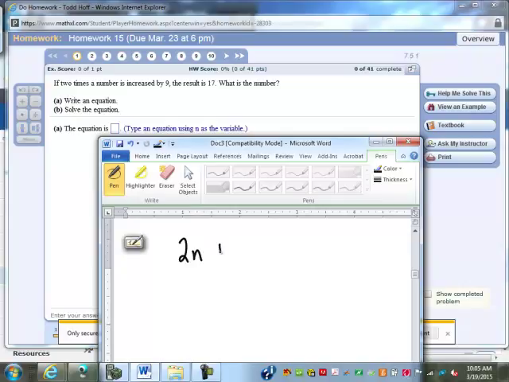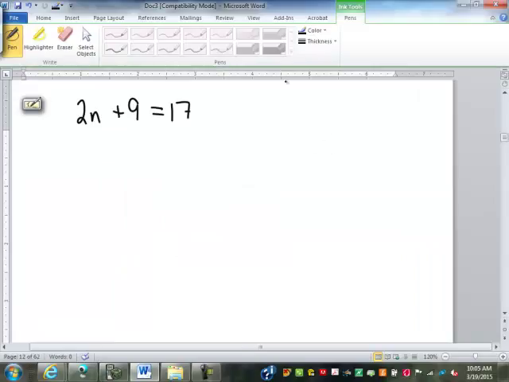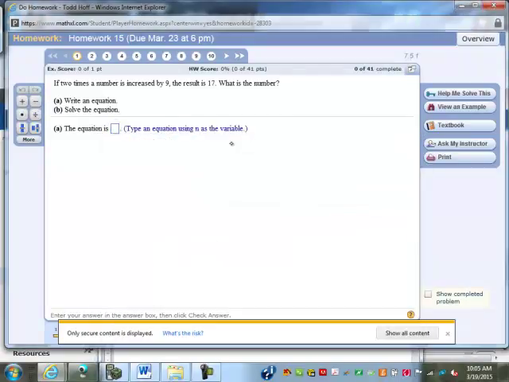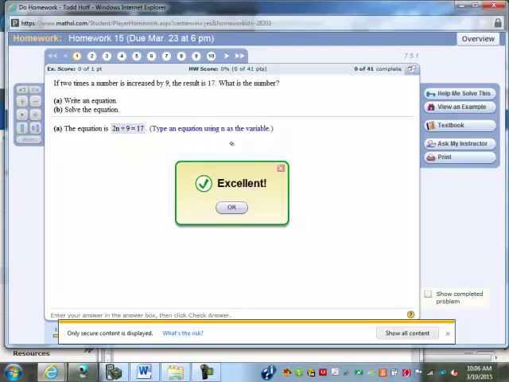Increased by 9, so plus 9. The result is 17. What does that mean? Equals 17. So the first step is to fill in the equation. When you do it into my math lab, it is forgiving about spaces, but it is not forgiving about the letter. So it's 2 times n, or just 2n, plus 9 equals 17. Excellent.